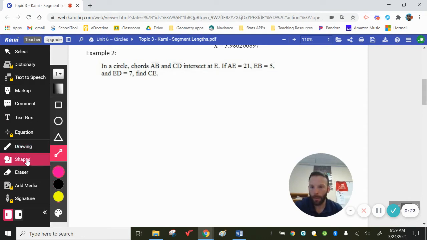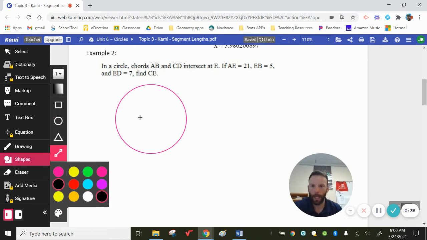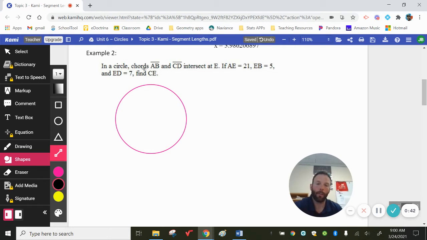I can make one. So let me grab my shape tool and let me get a circle that I can put in here. So I'll get something like that, okay? So here's my circle, and then I'm going to add to this nice pink circle a couple of segments that represent chords. So remember, the definition of a chord means the endpoints of this segment have to each be on the circle. So I'm going to go from one point on the circle to another.